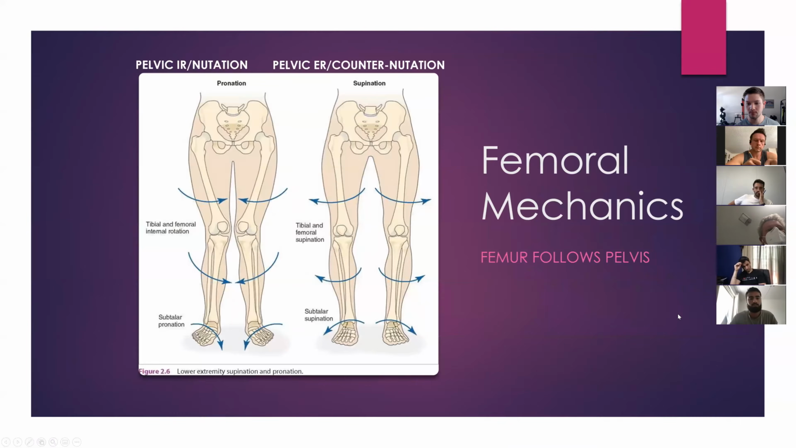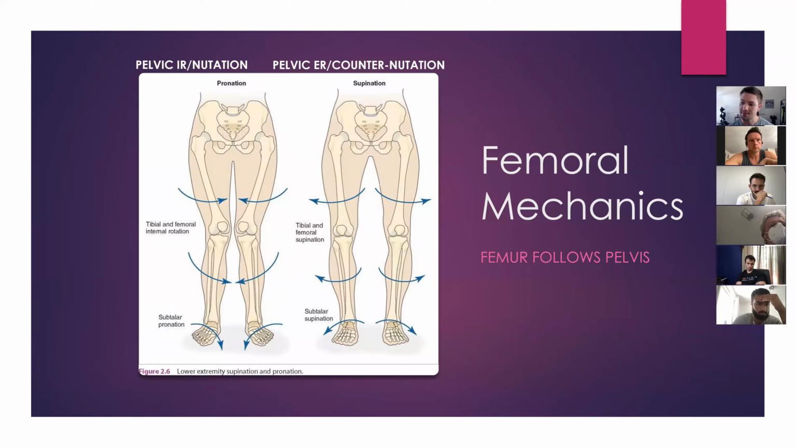When we have these different actions at the lower body, usually up top. You can think of it as a swing dance. The femur follows the pelvis. The pelvis is the lead, the femur is the follow. So if we've got nutation and internal rotation up top at the pelvis, that's going to feed down the chain into internal rotation at the lower limb and pronation at the foot. This is good. This is what we would want under ideal circumstances.